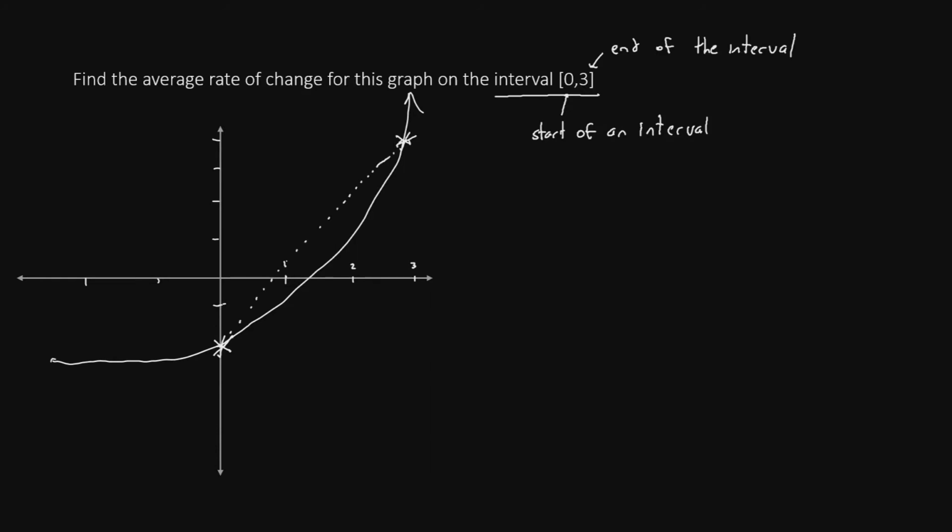So when we are asked for the average rate of change, we are looking for the rate of change of the dotted line I just drew. We don't care very much what happens in between the stars. We are only looking at the average rate of change.